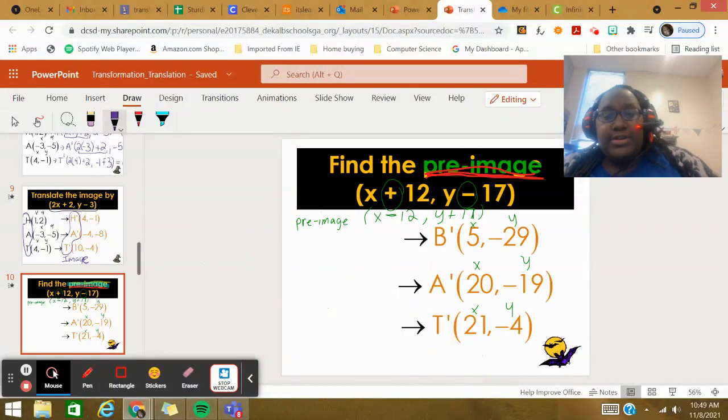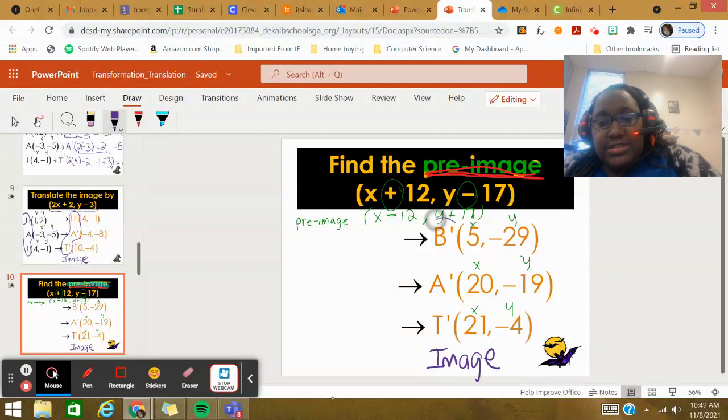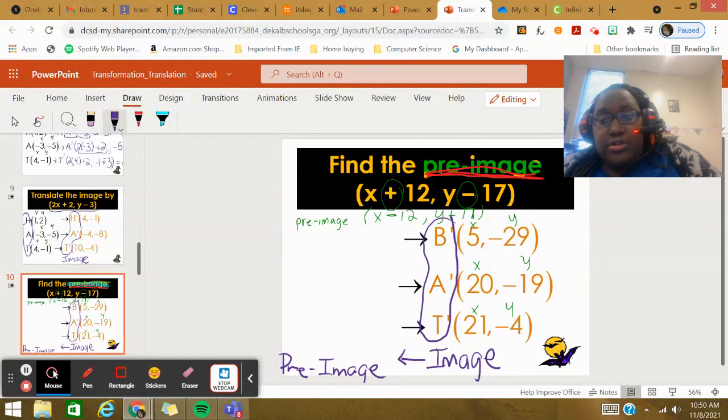On this example, guys, we're actually starting with our image. And again, because it says B prime, A prime, and T prime, we're starting with our image, and we're actually trying to go the other direction, which is to figure out our pre-image. So instead of starting with the pre-image and going forward, we're going backwards. So they gave us our image, and we're trying to find our pre-image.